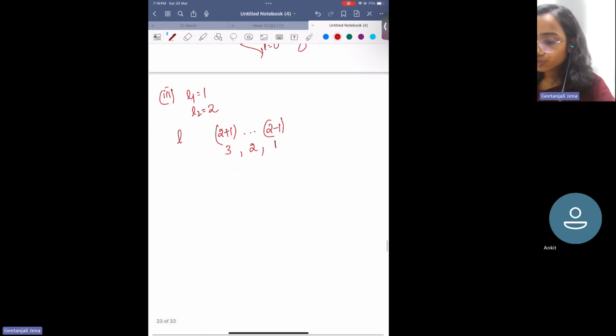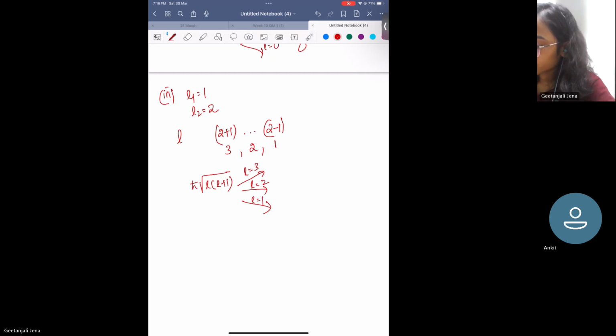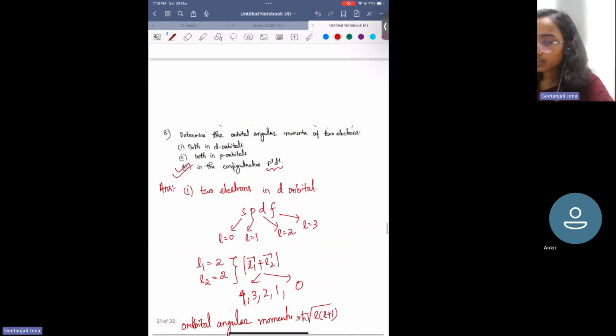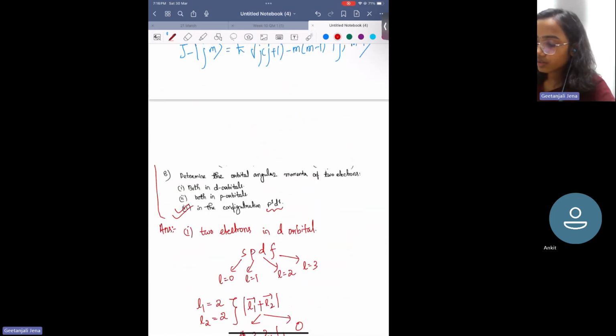Now for the magnitude, you can use h cut root over of L into L plus 1. So you will again have three values: h cut root over of 12, h cut root over of 6, and h cut root over of 2. So this is how you can calculate the orbital angular momentum for this question.